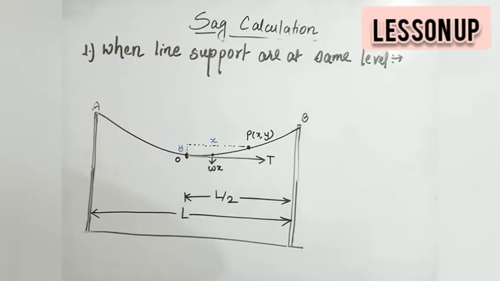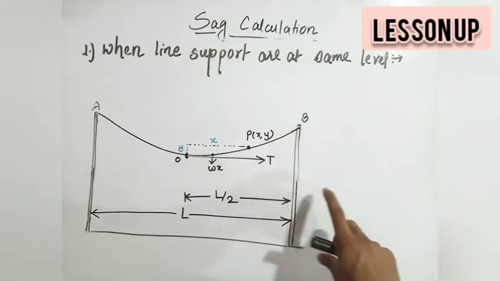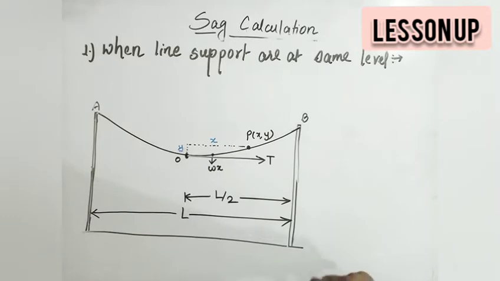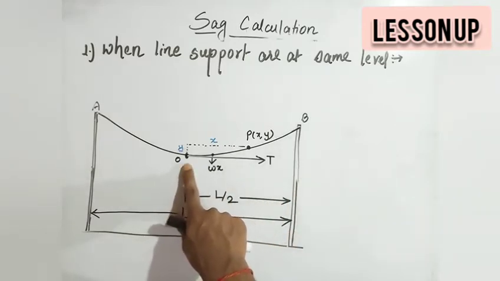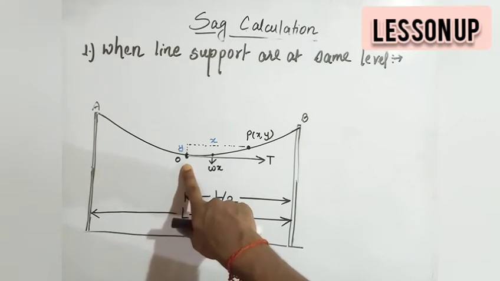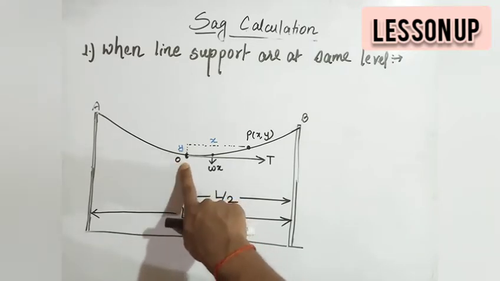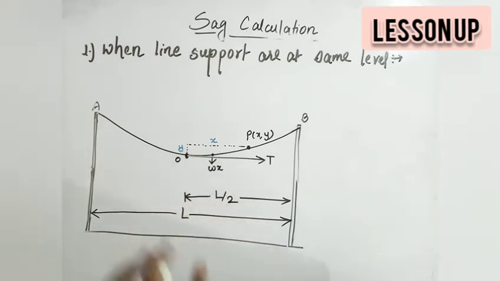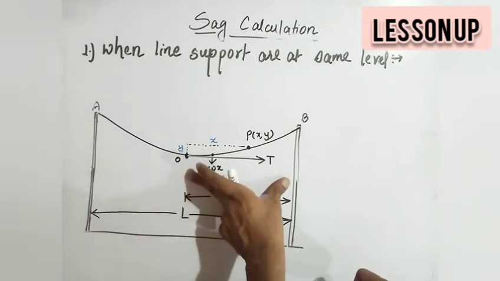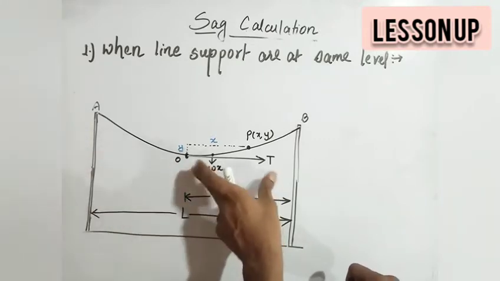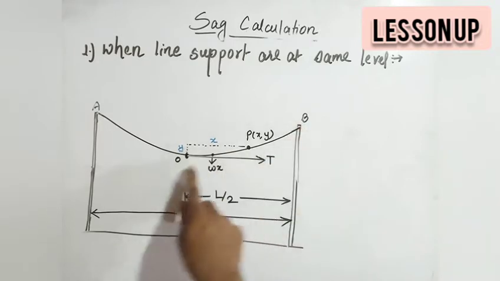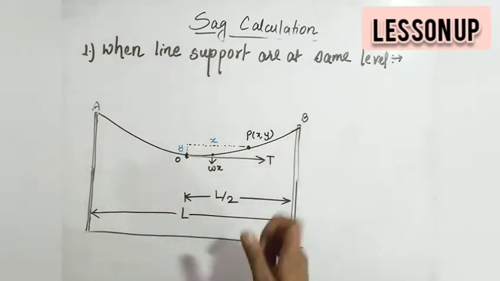Now first is when the line supports are at the same level. In this case we need to consider a line laid on plain ground. The total weight of the conductor will be concentrated at the middle of the line. At this point sag is maximum. So for this we need to consider conductor portion OA or OB, any one portion. The conductor OB is not linear, as we can see in this diagram.